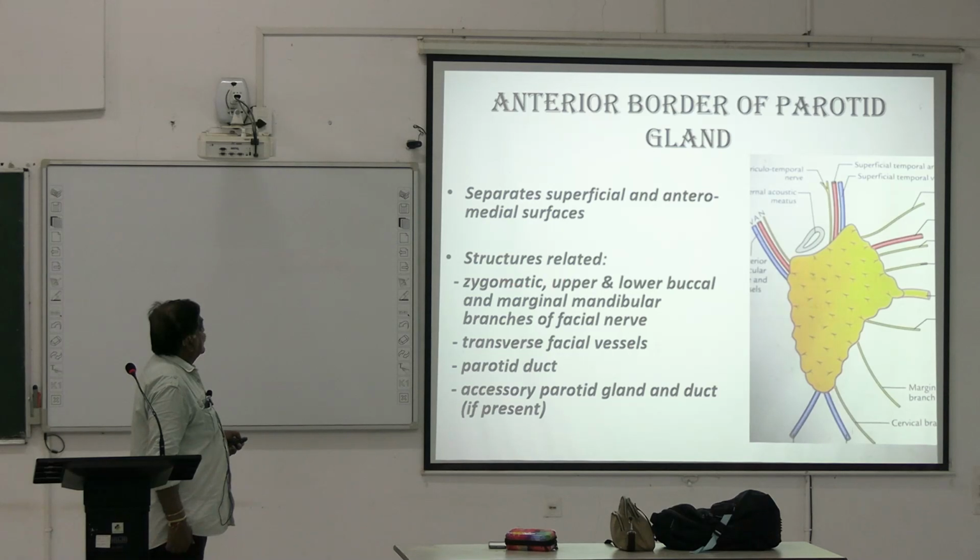Next, the anterior border of the parotid gland separates the superficial and anteromedial surface, and the structures related are the zygomatic, upper and lower buccal, and marginal mandibular branches of the facial nerve, transverse facial vessels, the parotid duct, and the accessory parotid gland and duct if present. Next.